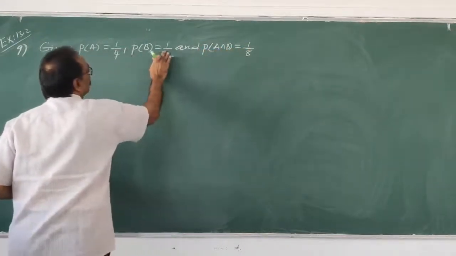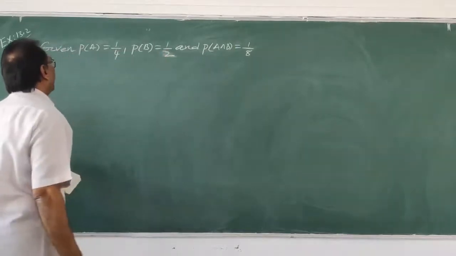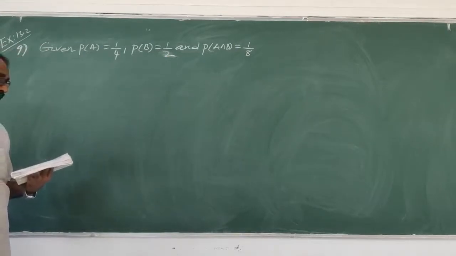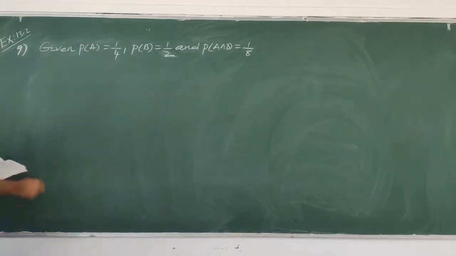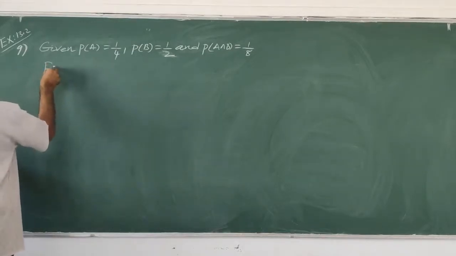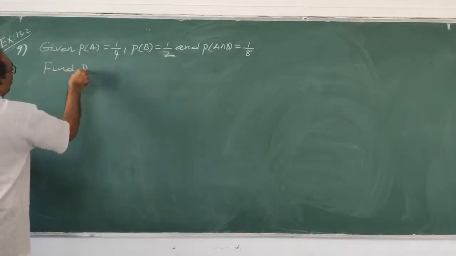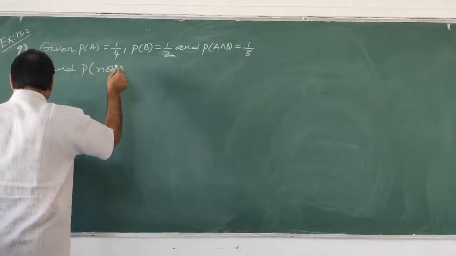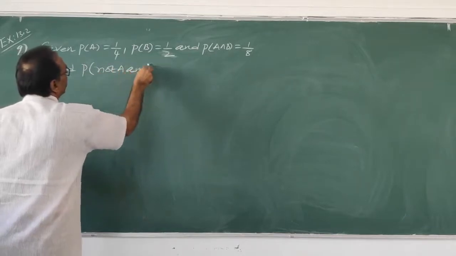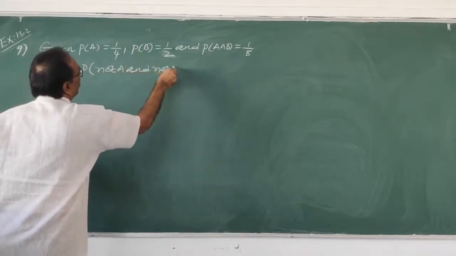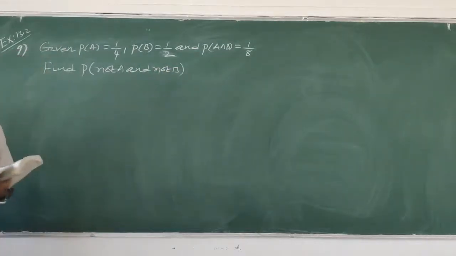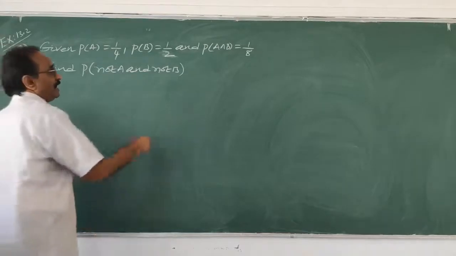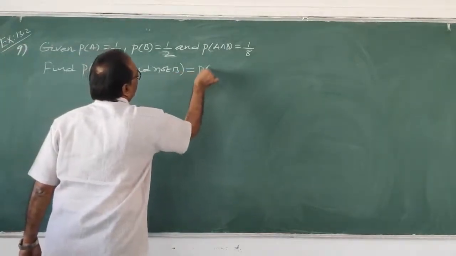Okay. So now P of A is equal to 1 by 4, P of B is equal to 1 by 2, and P of A intersection B is 1 by 8. Now what do we want? He said to find the probability of not A and not B. I will write here what is being asked.